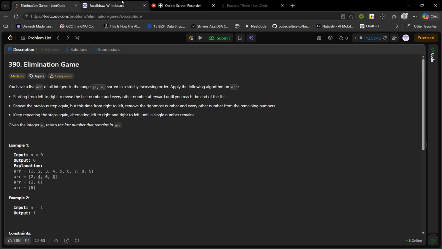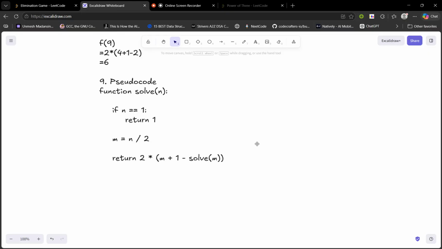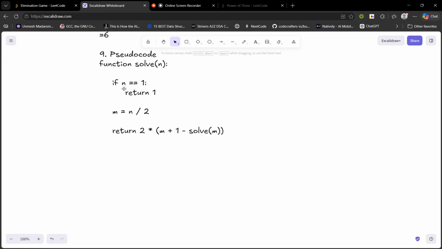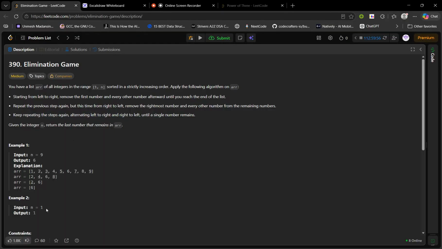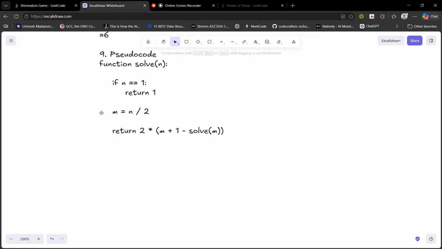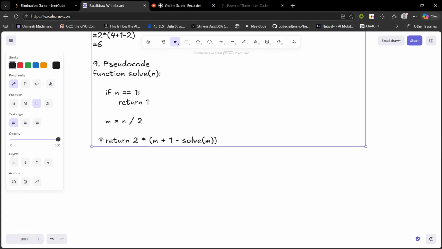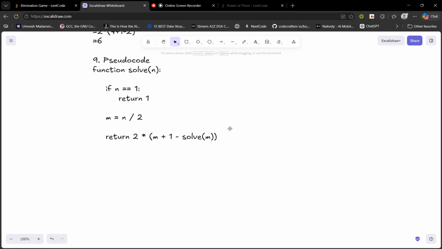So what approach can we use? The pseudo code for this is: if n is equal to 1, return 1. That is our base case, as if 1 remains, the number remaining will always be 1. Otherwise, m is equal to n by 2, return 2 into (m plus 1 minus solve(m)), and solve is the function itself. So here we are using recursion, the function is calling itself.